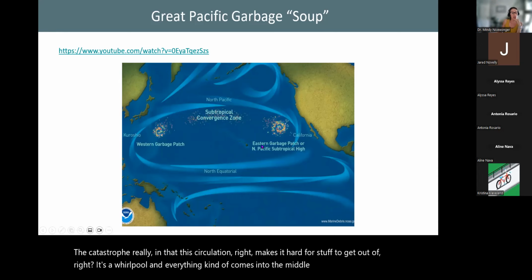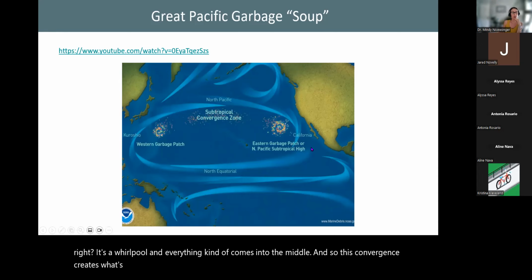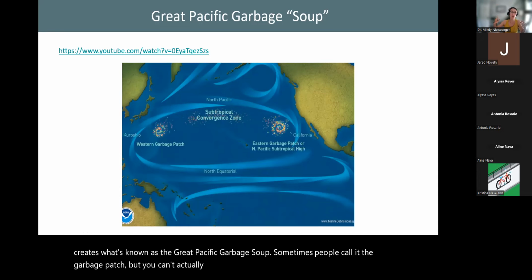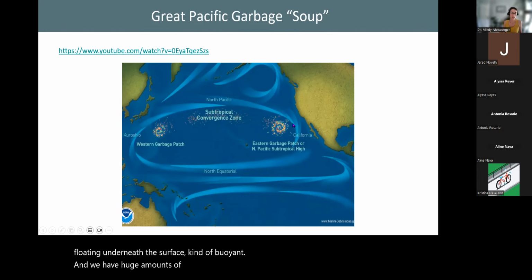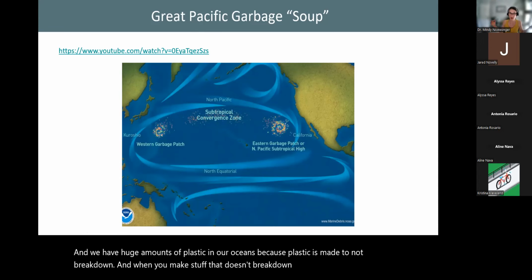And so this convergence creates what's known as the Great Pacific Garbage Soup. Sometimes people call it the garbage patch, but you can't actually see the plastic from the surface. A lot of it's kind of floating underneath the surface, kind of buoyant. And we have huge amounts of plastic in our oceans because plastic is made to not break down. And when you make stuff that doesn't break down, it doesn't break down.